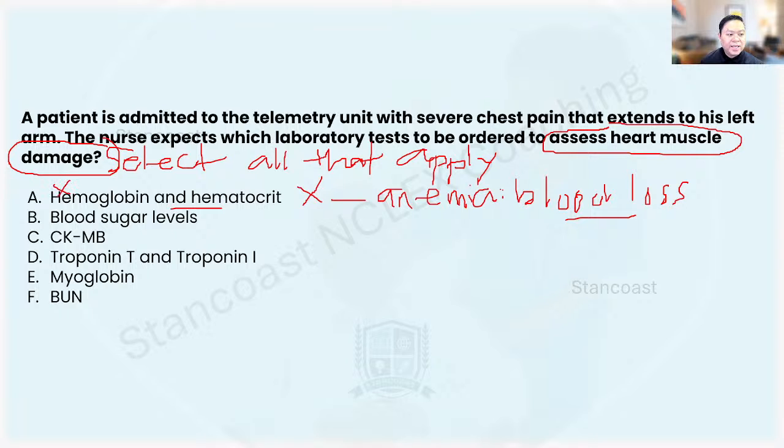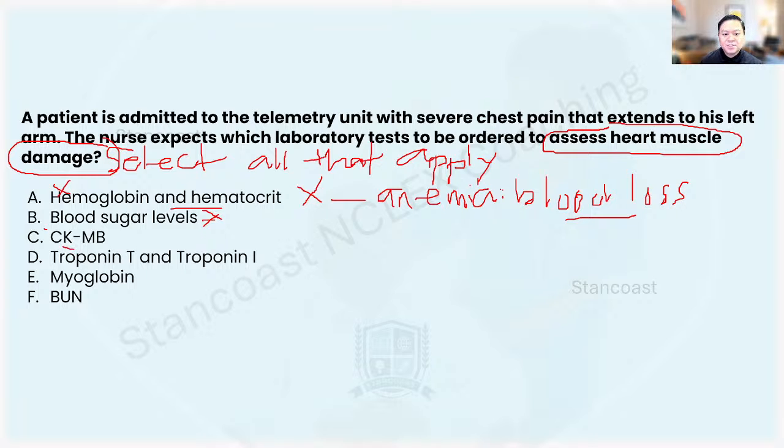Eliminating letter A. Let's go to letter B, blood sugar levels. Well, does your finger stick blood sugar or glucose tell you where exactly the damage is? No, it doesn't. It will only give you an idea that the patient has an elevation or hypoglycemia or hyperglycemia, but will not provide any information where the injury is. Eliminate that as well. CKMB.